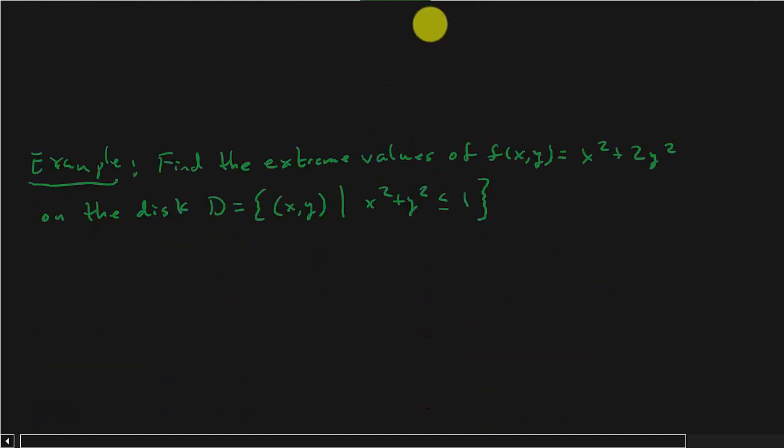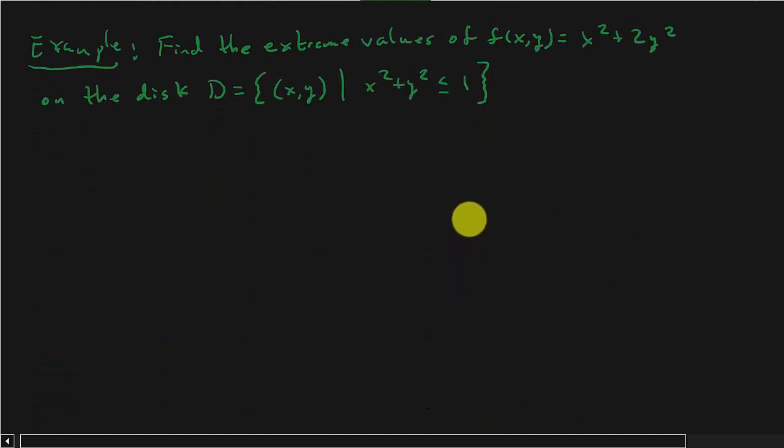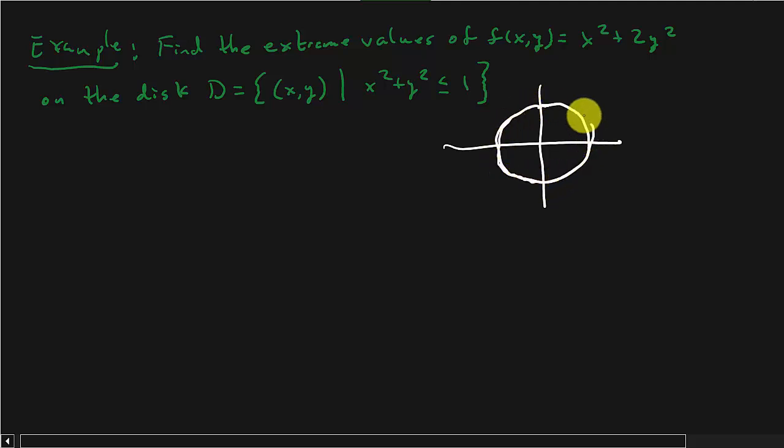All right, so that's not too bad. So let's look at this one. It says find the extreme values of f(x,y) equals x squared plus 2y squared on the disk D. D is the set of all points (x,y) such that x squared plus y squared is less than or equal to 1. So if you look at this, we have our disk here. We're not looking at it to where it's just on the outside. We're looking at the entire surface here. You see that? Because it's where it's less than or equal to 1.